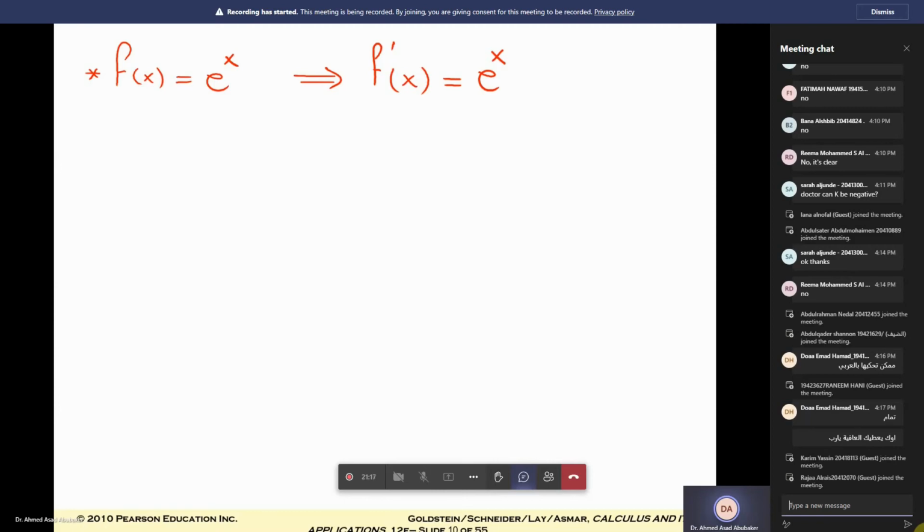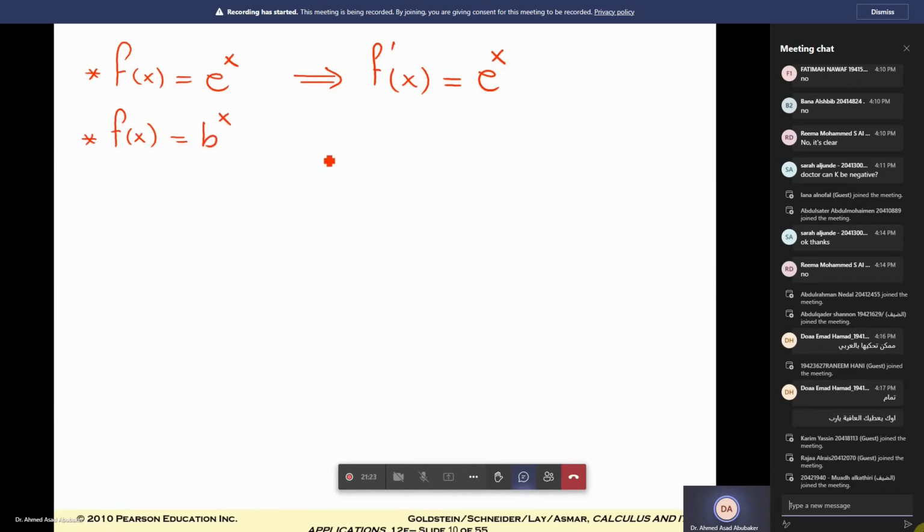If we have b to the power x, it is the same, but we must multiply the derivative by ln b. The ln is the logarithm. We will study this in this lecture, what is the meaning of ln and logarithm. But we have ln b.